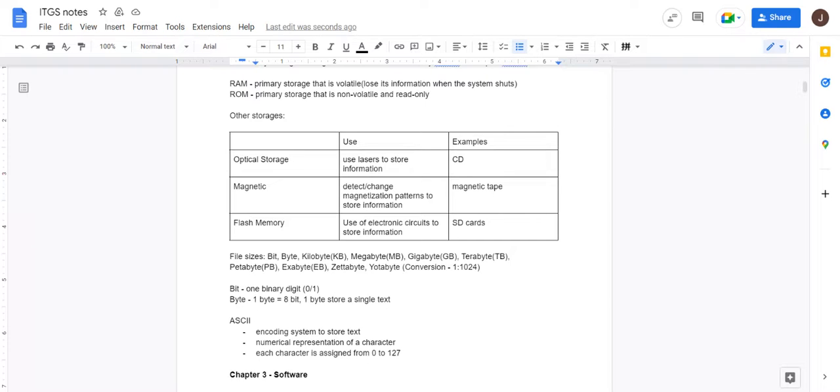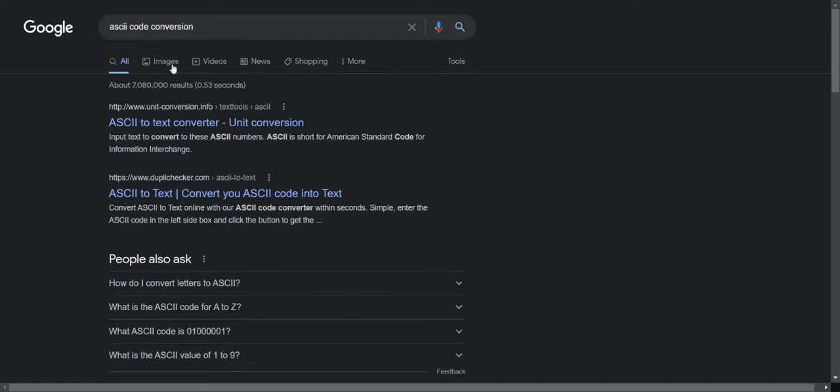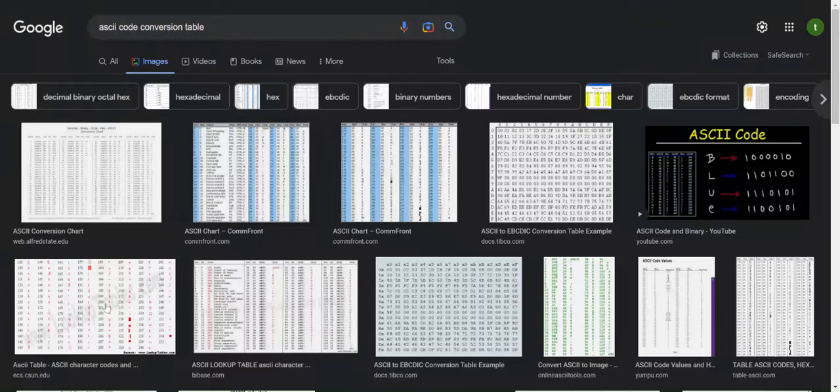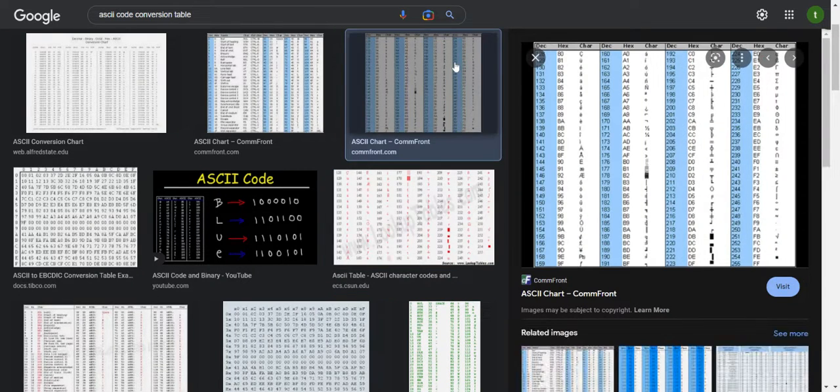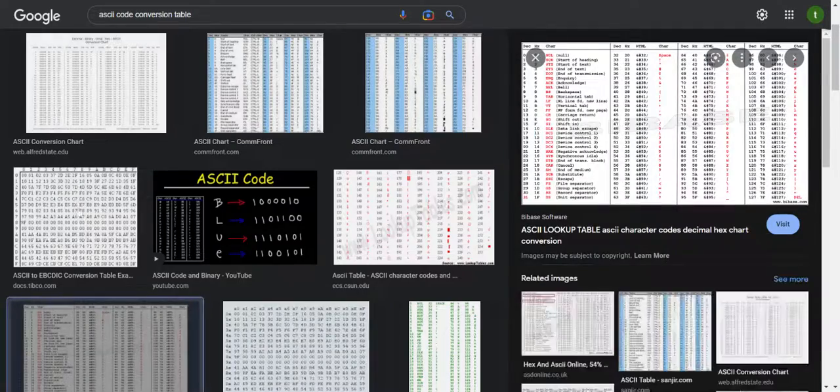This is the ASCII code conversion table. Basically, these are ASCII charts that just show what the ASCII number of each symbol is. For example, this symbol is an I, right? But in the computer, it's not I. The computer treats it as 161. Another example is B.